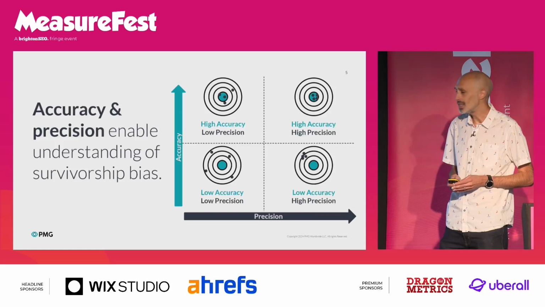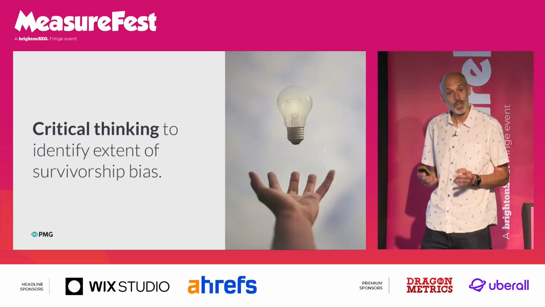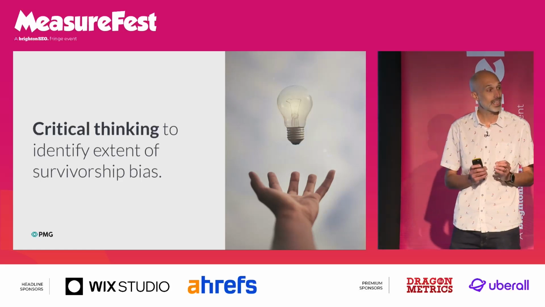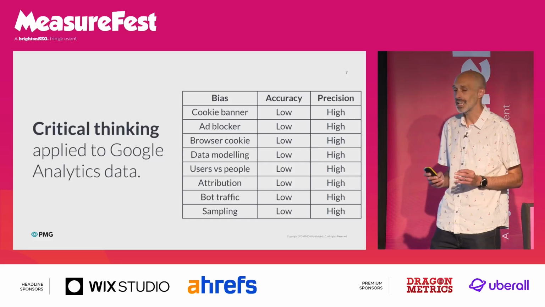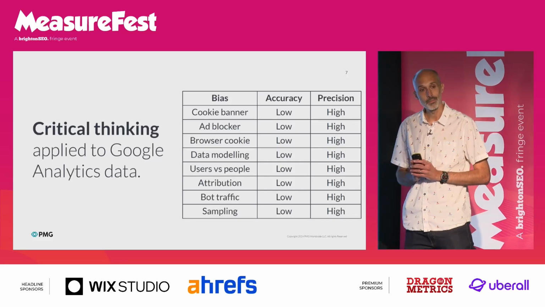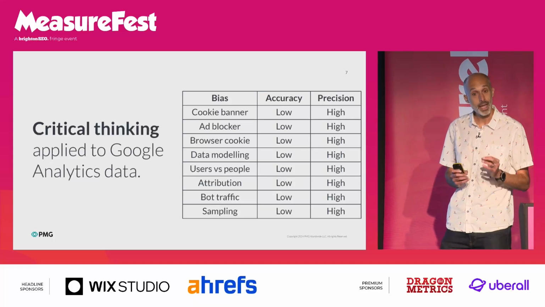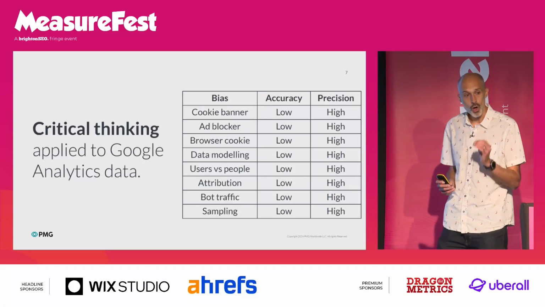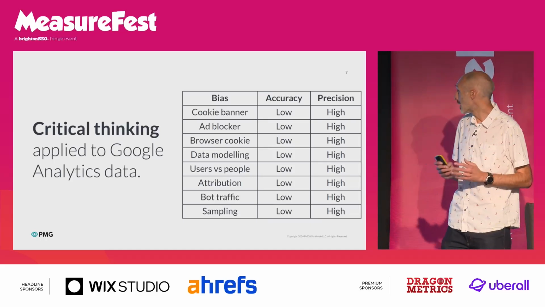But how do we understand this for a data set? This is where critical thinking comes in. Critical thinking is an effective technique to identify the extent of survivorship bias. And here's an example of critical thinking applied to Google Analytics data. This isn't an exhaustive list, but here's a list of key biases that impact Google Analytics data. For each of these, we understand the role of accuracy and precision. Very quickly, we can build up a picture.